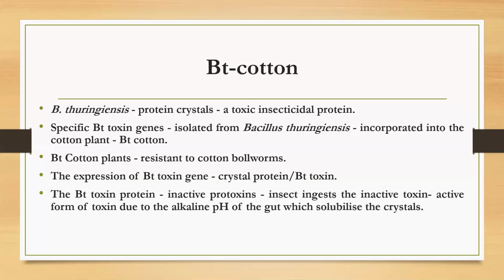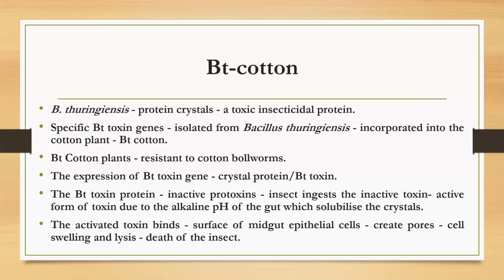Under that alkaline pH, the inactive toxin is converted into the active form of toxin. That will solubilize the crystals in the alkaline pH of the gut, and that causes the formation of small openings or pores in the epithelial cells of the lining of the digestive tract. You know, the lining of the digestive tract is made up of epithelial cells.